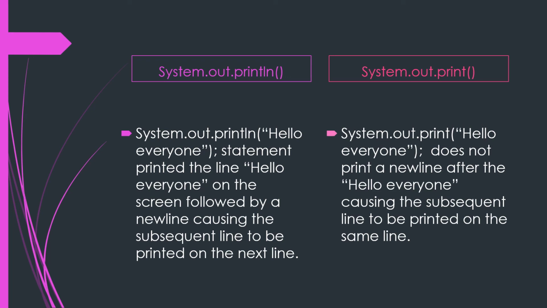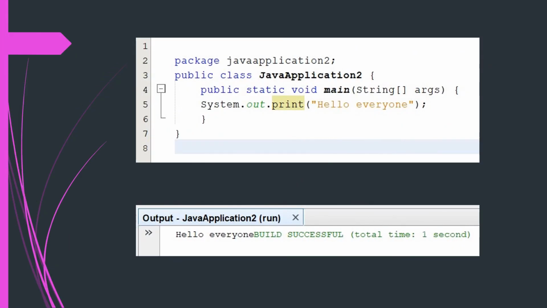Let us see it by example. Here you can see we have typed the code System.out.print. We have not used ln. So this is a different command, System.out.print. When we use this command with hello everyone, we can see the output, build successful, total time 1 second. This line is not printed on a new line. So this is how these two statements differ. System.out.print will not print a new line. It will print the subsequent text on the same line. I hope you understood the difference between the two.